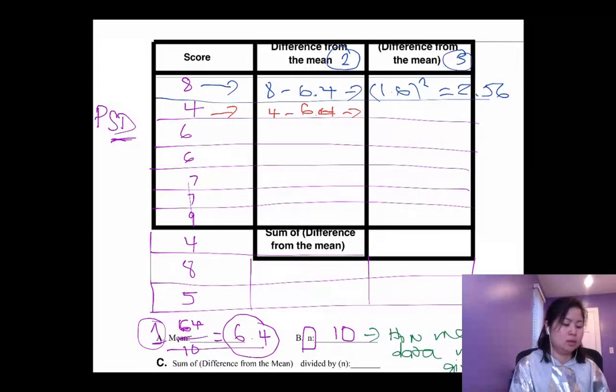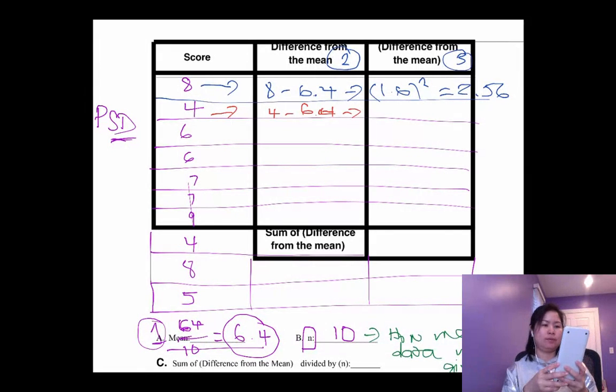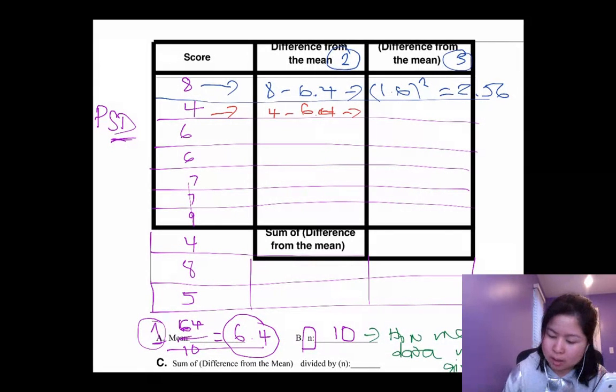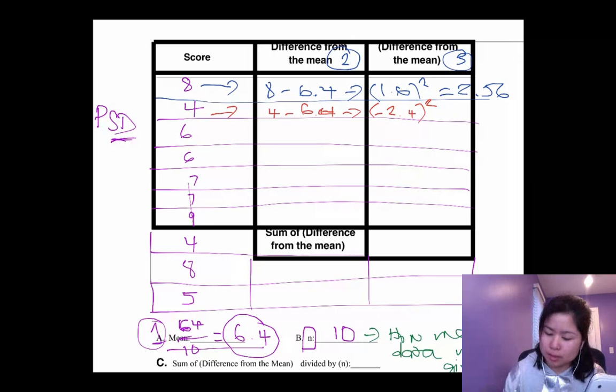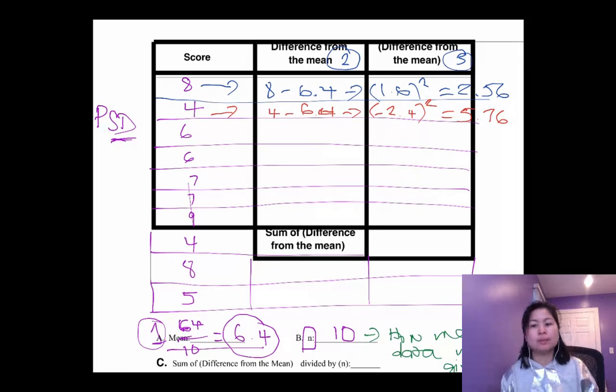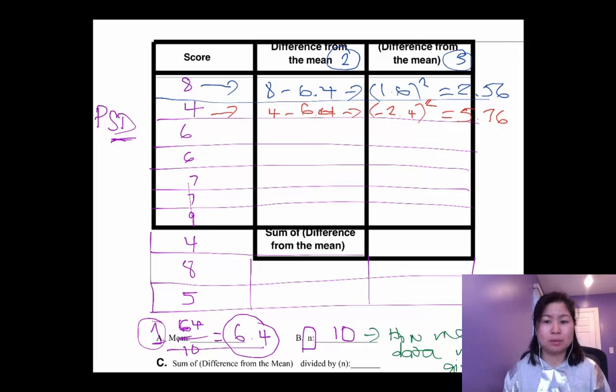Okay, so 4 minus 6.4, what I have is negative 2.4. Notice I put this number in parentheses and then square it. Okay, so this will give me 5.76. So I'm going to tell you right now, in the third step, the third column, you should not get negative answers. When you square a negative number, it will give you a positive number, okay?